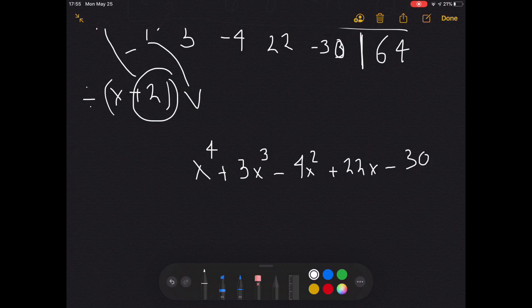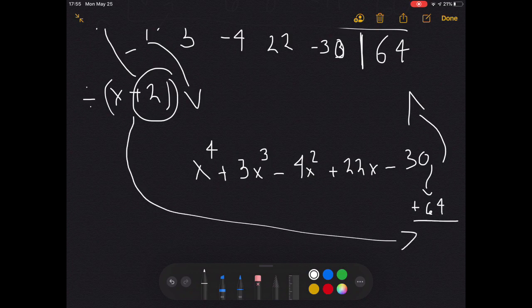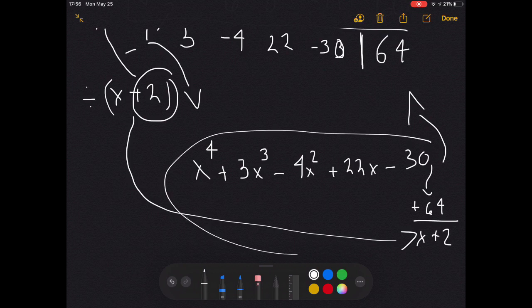And now is when we use the remainder. So we're going to use the remainder in the end, and we're going to put it over what we used to divide the polynomial. So it would be x fourth plus 3x cubed minus 4x squared plus 22x minus 30 plus 64 over x plus 2. And that would be the answer of the equation.